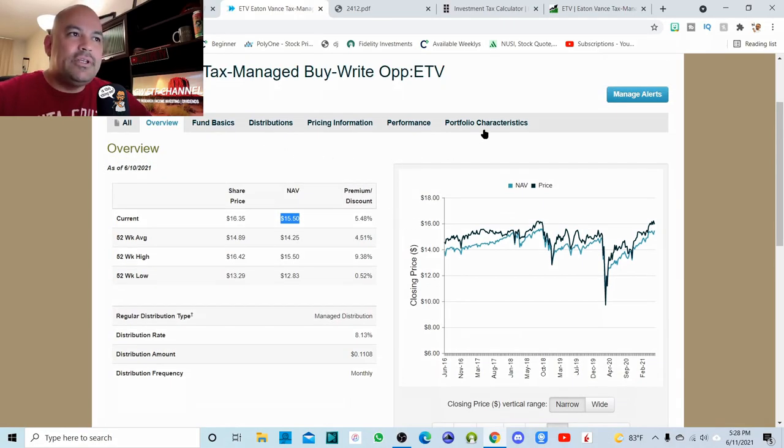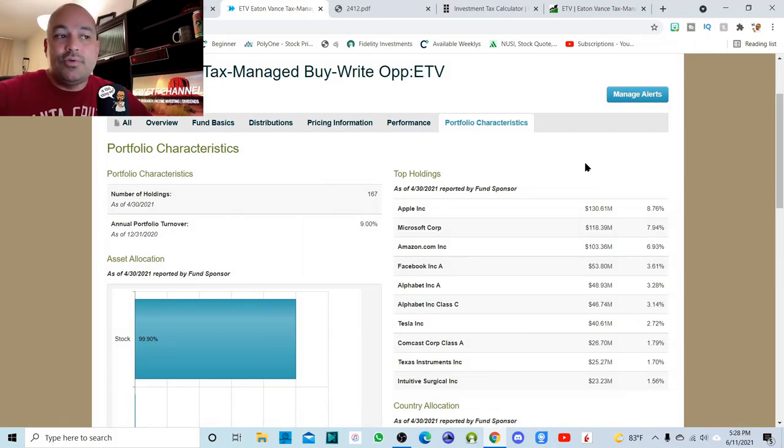Now, what else did I want to look at? We'll look at portfolio characteristics. We'll look at the top 10 real quick. It does have 167 holdings. They're only turning over their portfolio, this is only as of December 2020, though, 9%. So they're not going to get a lot of turnover in their buying and selling of stocks. So they're probably getting most of their stuff from options, but they're probably selling some things at losses to offset the gains. That's how it's tax managed.